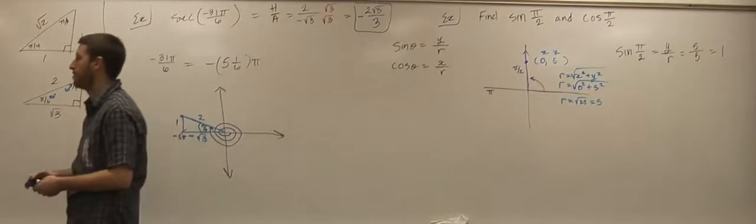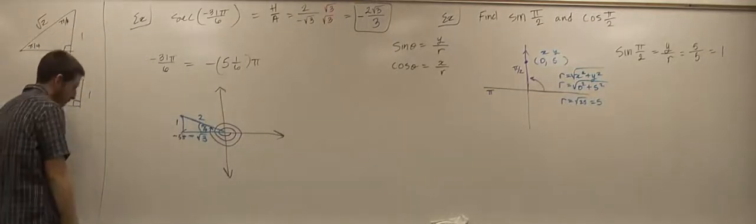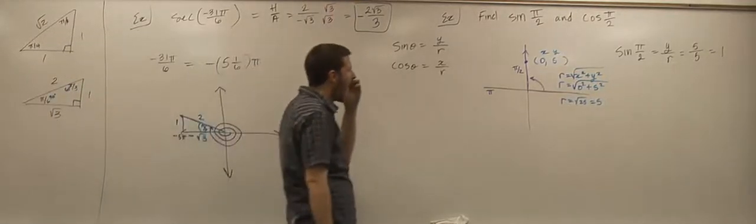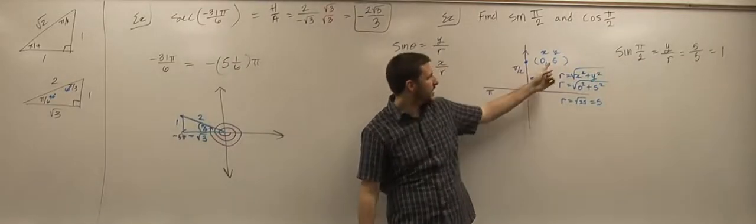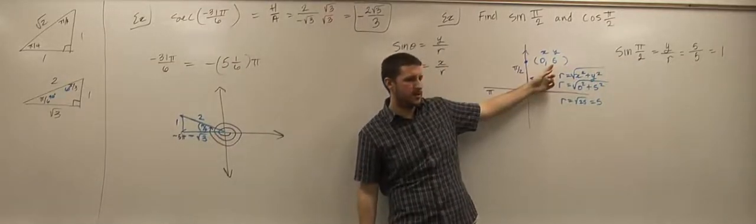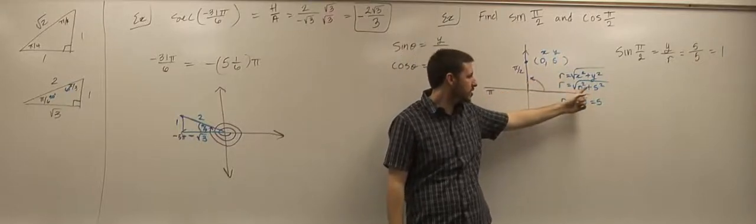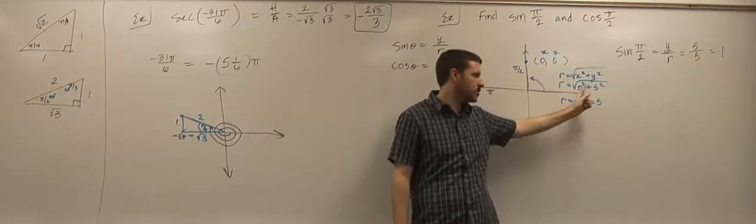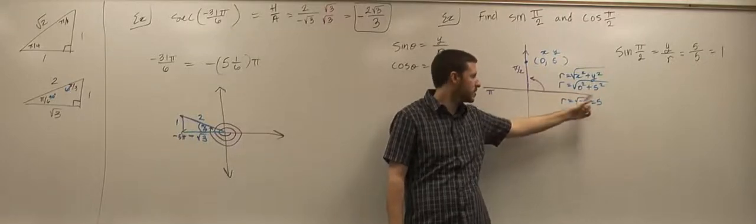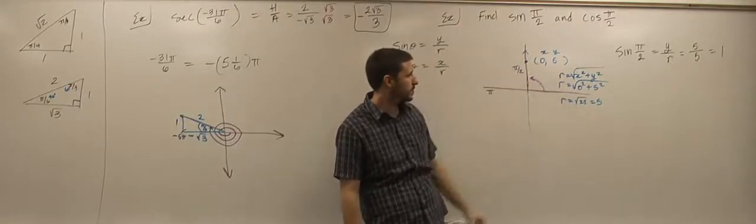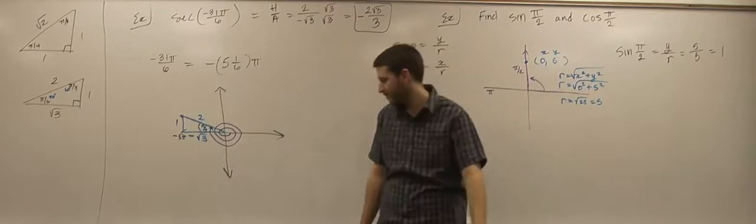Sine of pi over 2 is 1. You see how it doesn't matter which number you put here? Like if you put 10 here, then y would be 10, but you would do 0 squared plus 10 squared, and when you square root, you would get 10 for r. So r and y will always match for this point.